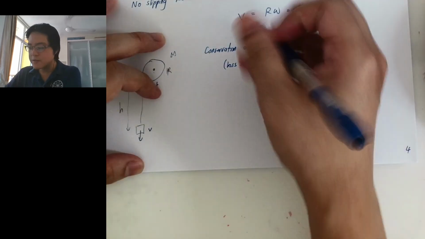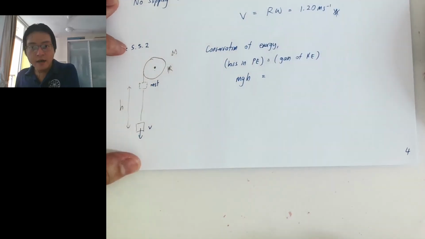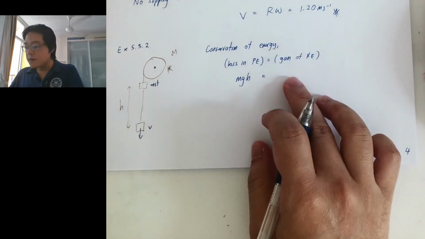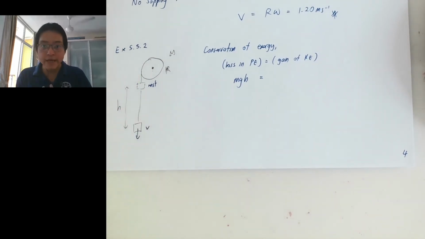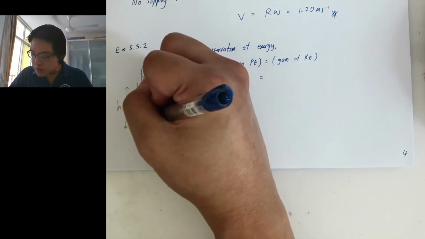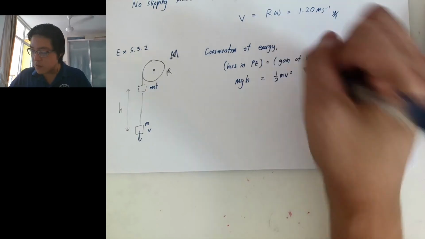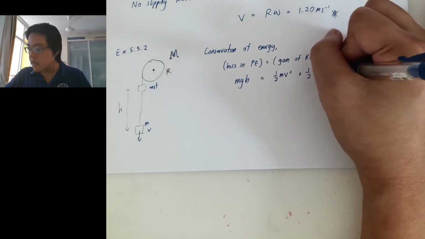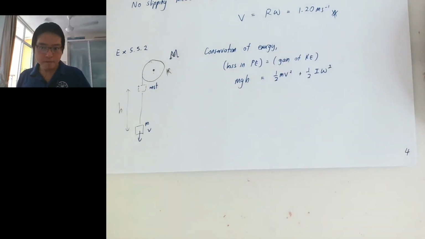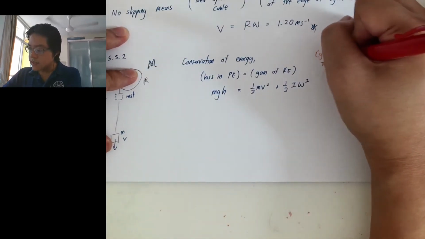You understand what I'm doing, right? Basically it's mgh, the change in potential energy. And then after it is here, what is the kinetic energy of the system? This is where you have to be careful. There are two things here: the box of mass little m and the cylinder of mass capital M. The box is moving, so it has linear kinetic energy, half m v squared. The cylinder is spinning, so it has rotational kinetic energy, half I omega squared. And this is a cylinder, so I is half M R squared.